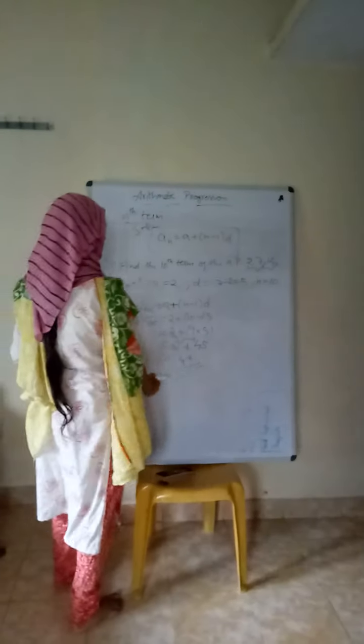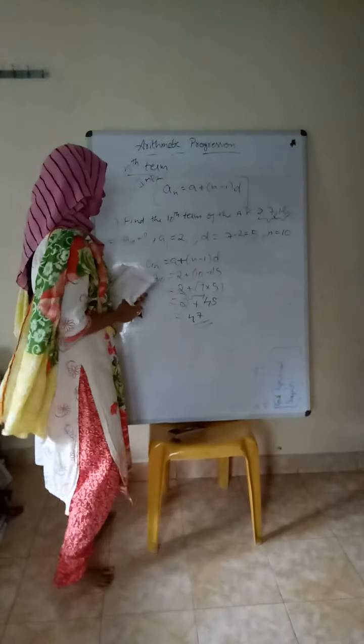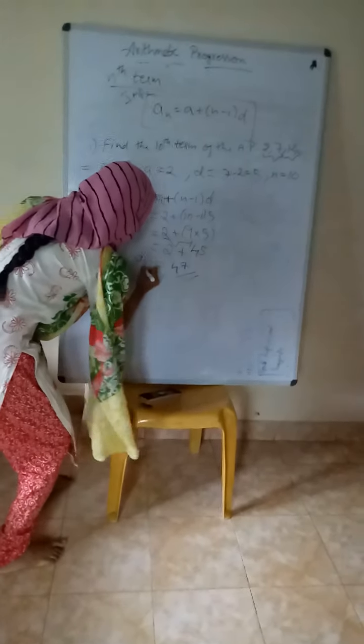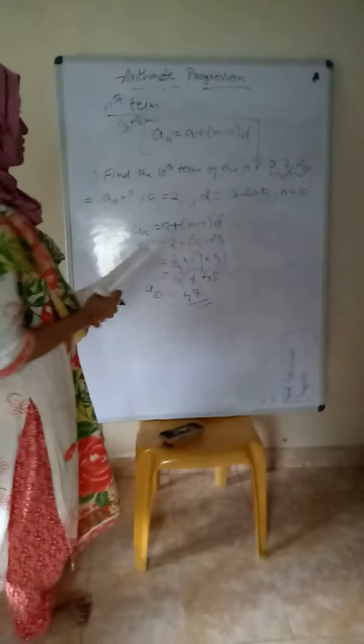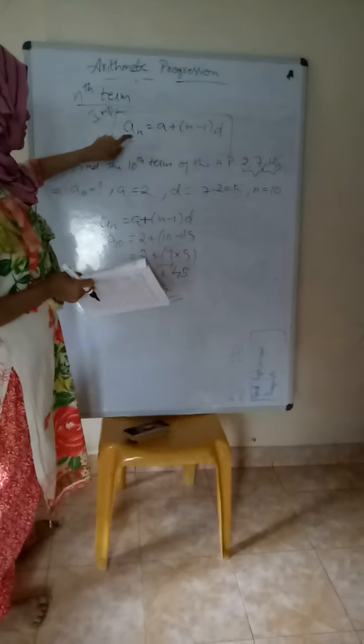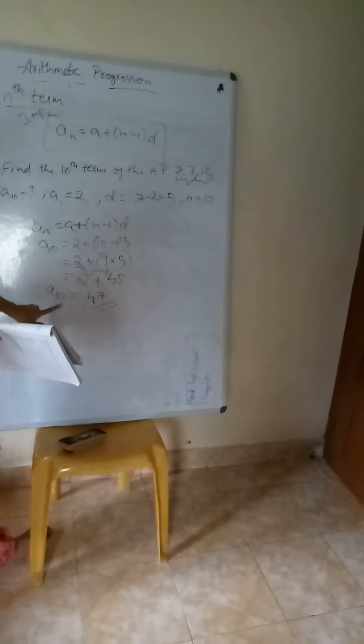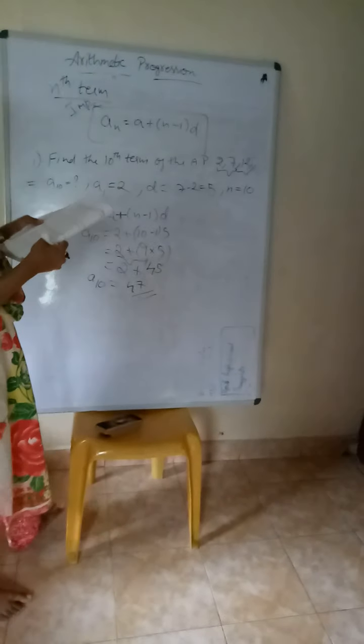2 plus 45 is 47. So you got the 10th term of the AP is 47. Understood how to find the 10th term, the unknown term. The 10th term they have not given, so we have found out the 10th term is 47.